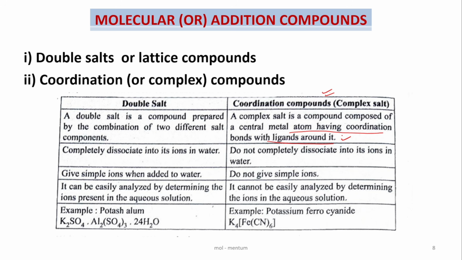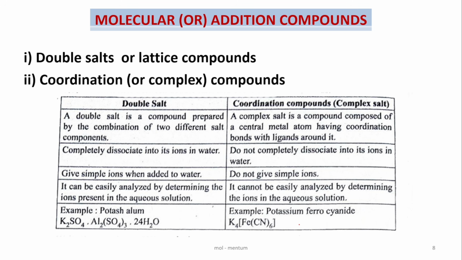So it forms a coordinate bond where there is a transfer of a pair of electrons, and this coordinate bond is always directional. Directional means the movement of electrons is from ligand to metal, so from the donor to the acceptor. Then this is the most important part of coordination compounds: they do not dissociate into their ions. So they do not give their simple ions.